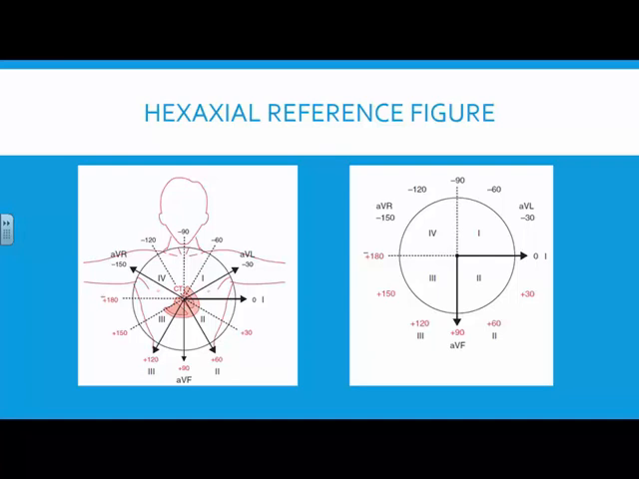Put them together, you got lead 1, that's 1 lead. Lead 2, that's 2 leads. Lead 3, that's 3 leads. aVR, that's 4 leads. aVL, that's 5 leads. aVF, that's 6 leads. That gives you your hexaxial system. Okay, that was what was confusing. Oh, okay, I'm sorry.